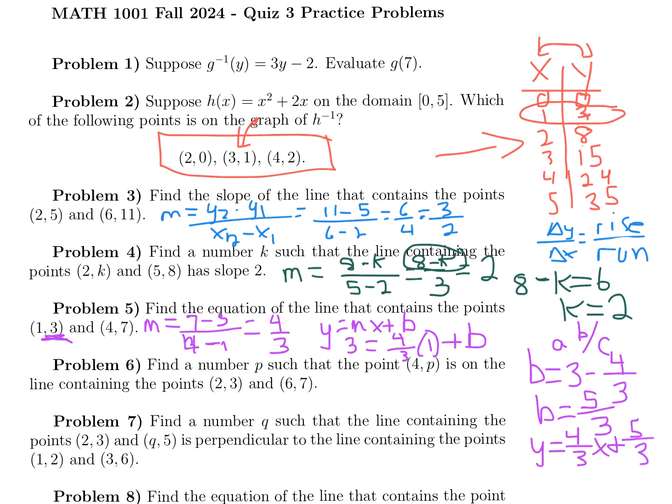The other way that you would get the equation if you did that other formula would be 3y equals 4x plus 5, and they're both the same equation, so you don't have to worry about which one to use. Just use the one you're most comfortable with.